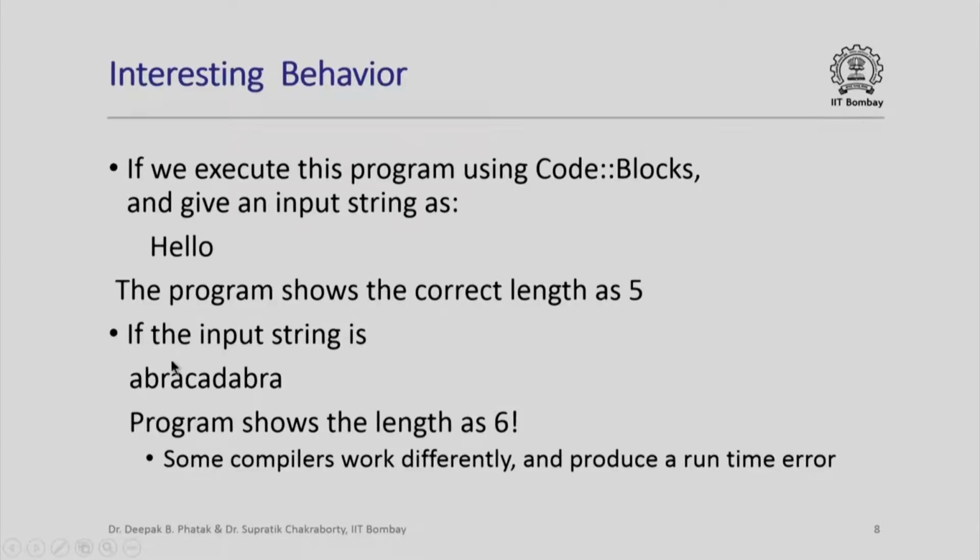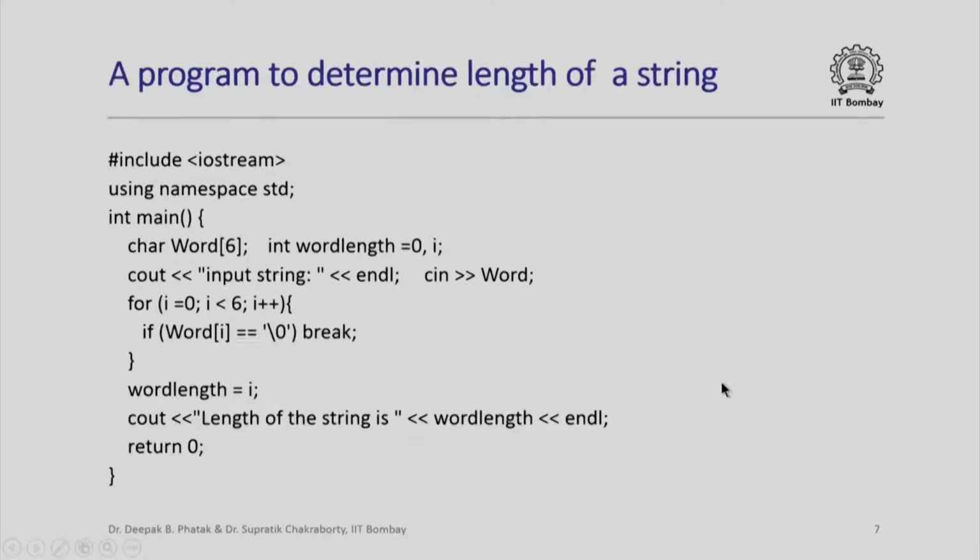However, if the input string is abracadabra, the program shows the length 6. Why does it do that? Actually, some compilers will work differently and even produce a runtime error. You can guess why. If you go to the previous slide, you will notice that the for loop is running for i equal to 0 to i less than 6, naturally because our array size was 6.